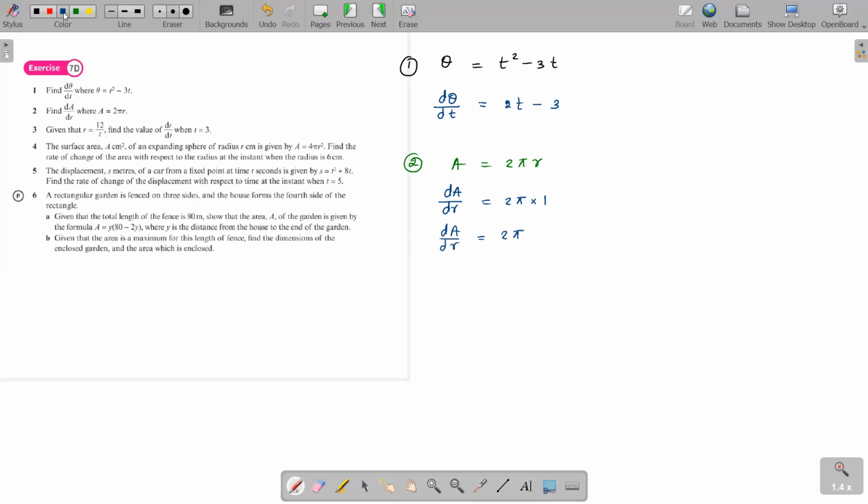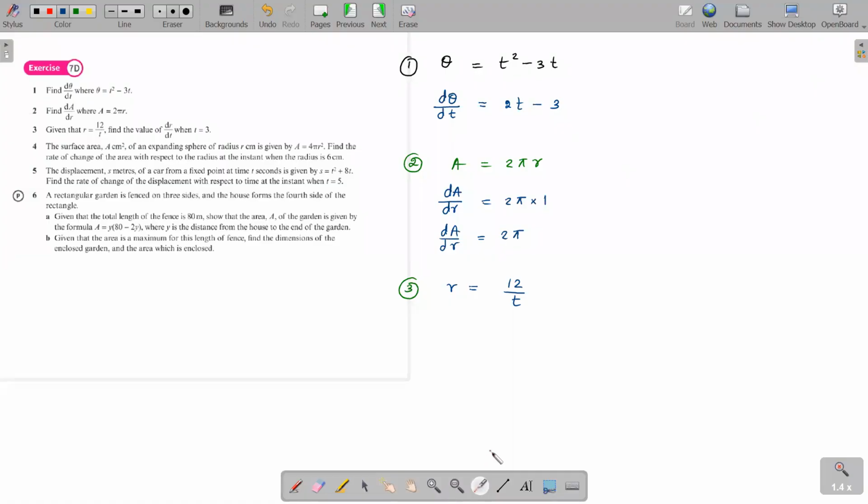Okay, third question, try the third one. Given that r equals 12 over t, find the value of dr/dt when t equals 3. Okay, so r equals 12 over t. Find the value of dr/dt. Once again, do you realize r is like your y here? Can you see that t is like the x here?